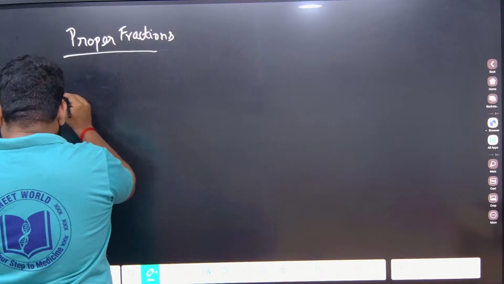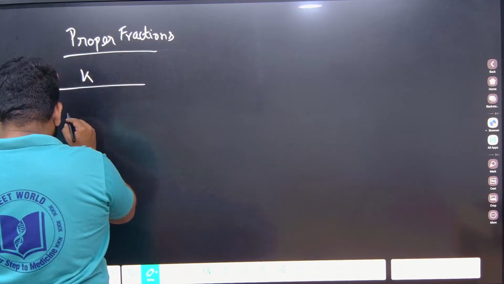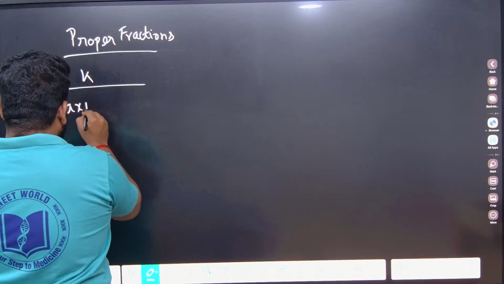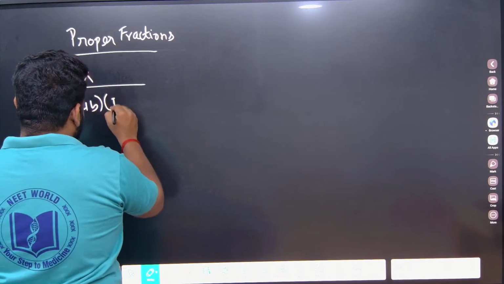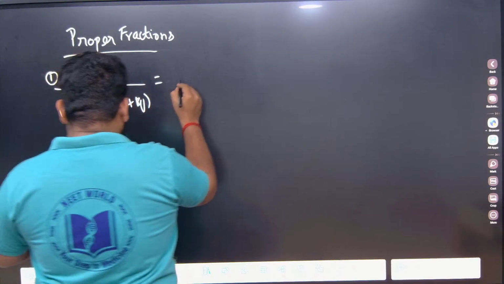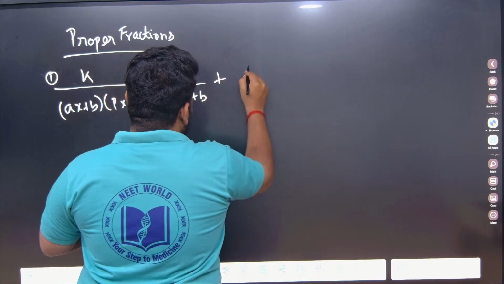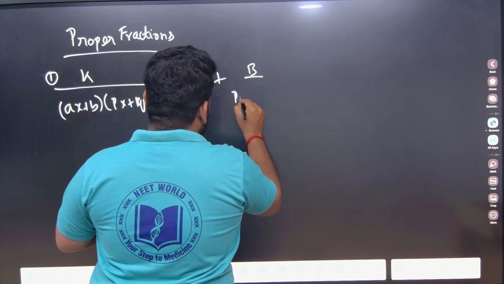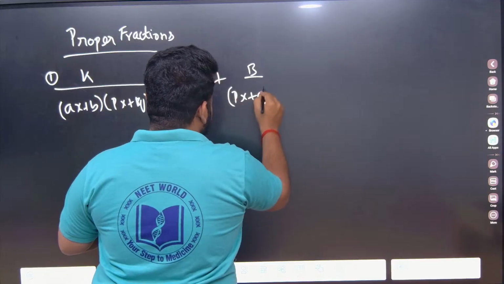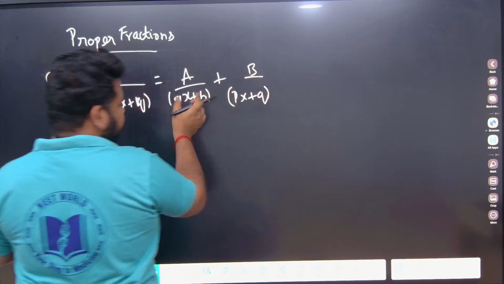So a proper fraction, if it is given like this, k by (ax plus b) into (px plus q), what do we write it as? We will write it as A by (ax plus b) plus B by (px plus q). So when the factors are linear, you write a constant over each, another constant. Okay, if there is linear.